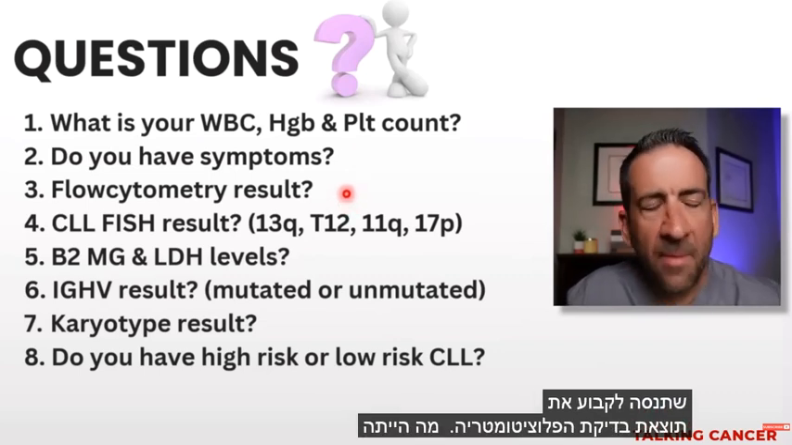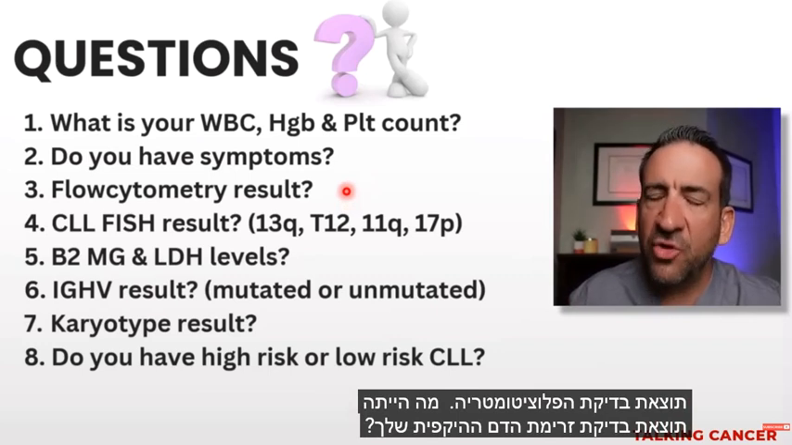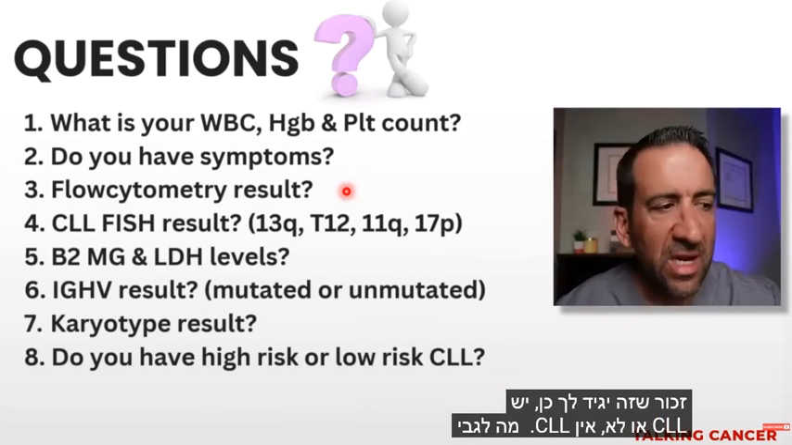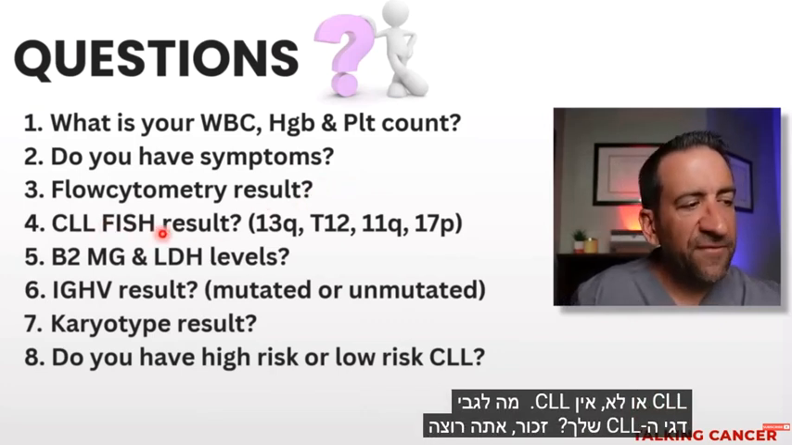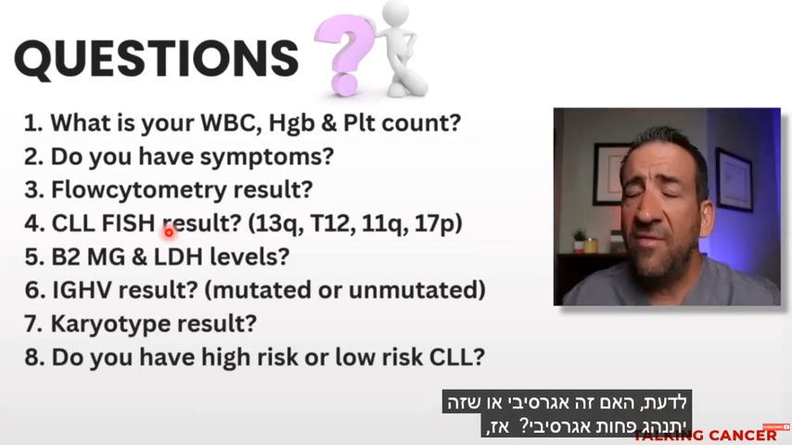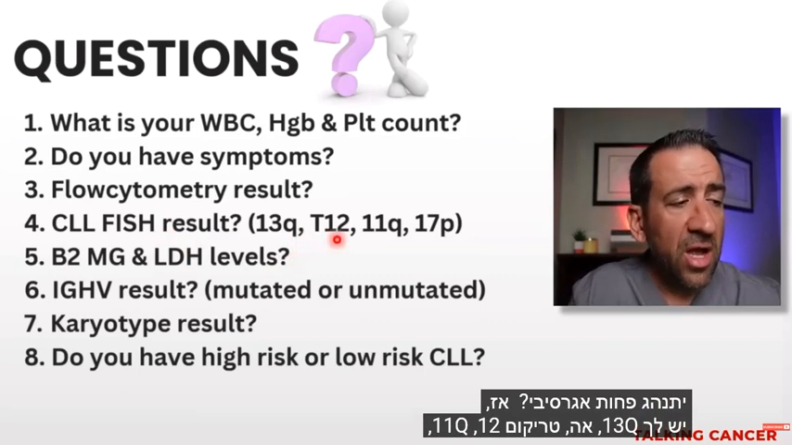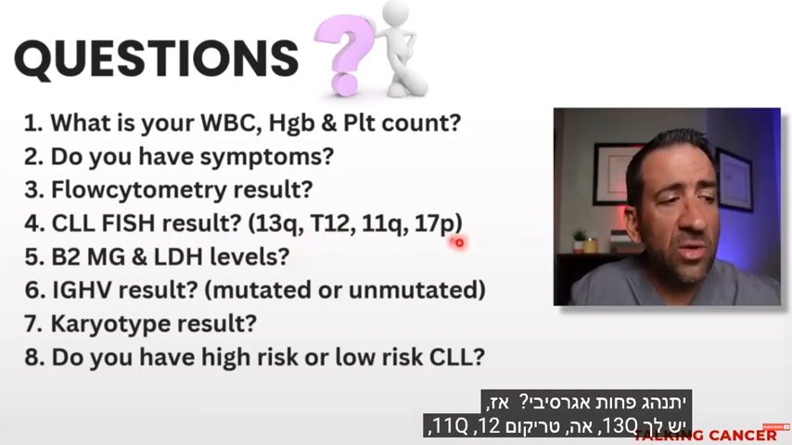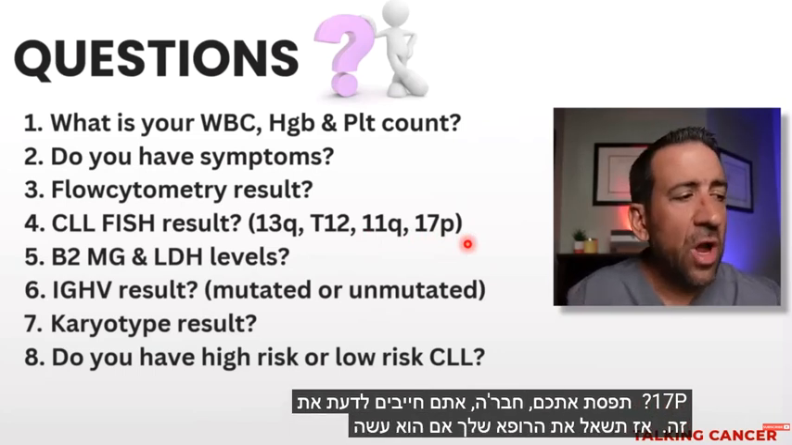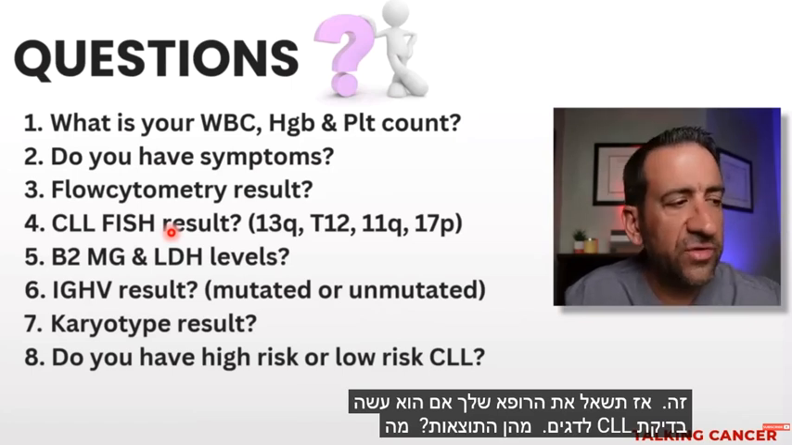The flow cytometry results. What was your peripheral blood flow cytometry result? Remember, that'll tell you yes, there's CLL, or no, there's no CLL. What about your CLL FISH? Remember, you want to know, is this aggressive, or is this going to behave not as aggressive? So do you have a 13q, a trisomy 12, 11q, a 17p? You guys, you've got to know this. So ask your doctor if they did CLL FISH testing, what are the results?